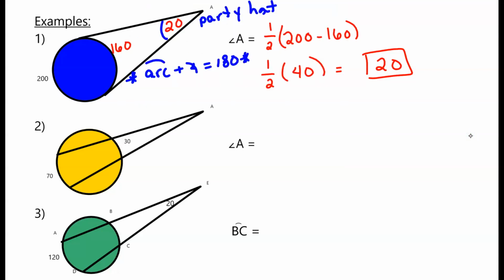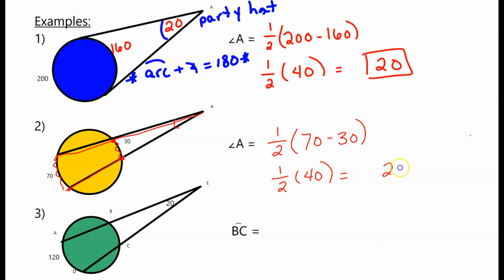Okay, in number 2, it looks like I have two secants. So angle A will be half the difference. If I trace it out, it touches the circle at 30. Keep going. And 70. So it'll be half the difference of 70 minus 30, which is half of 40. Coincidence only that I get the same number, which is 20.